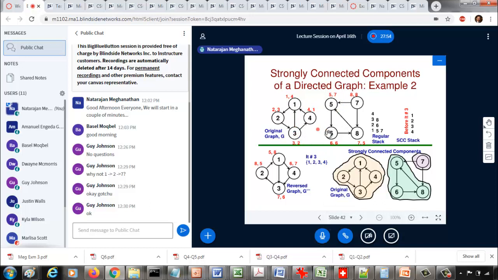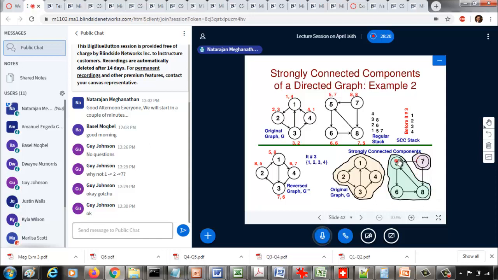Now, again, after running the algorithm, we can say that 1, 2, 3, 4 form one strongly connected component because they're reachable to each other, and 5, 6, and 8 form one strongly connected component because they are again reachable to each other, and I cannot add any one more vertex to this subset of 3 vertices.